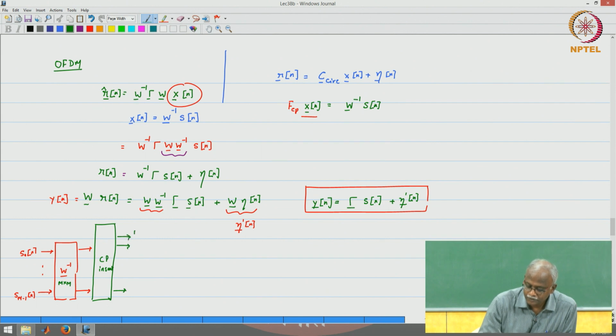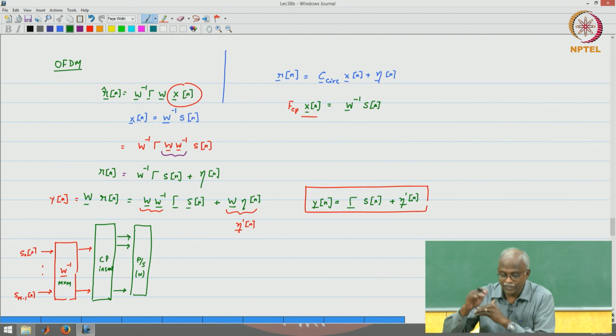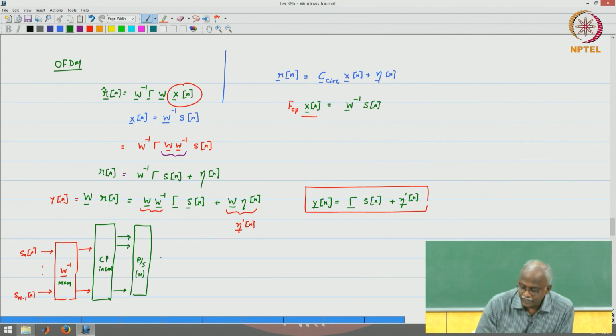Parallel to serial, this is of dimension n. That means you must upsample followed by the delays. You will get a single signal which passes through the channel C of Z. Noise also gets added. So there is linear convolution with the noise getting included.